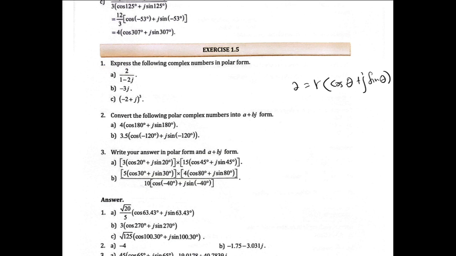Next, we'll move to 1.6, the exponential form of complex numbers, where we'll see how Euler's formula makes this even simpler.